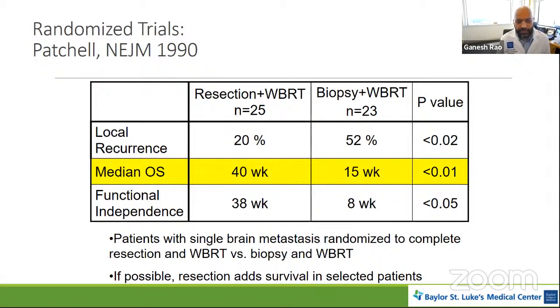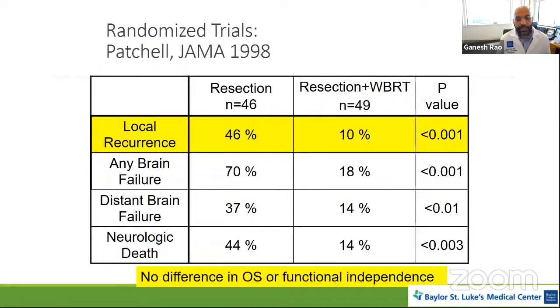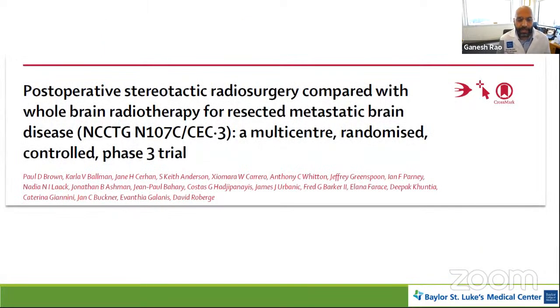It was proven, it was shown many years ago by Roy Patchell that adding whole brain radiation to patients who underwent resection had a significant improvement in survival compared to those patients who we just biopsied their tumor. And if we added whole brain radiation after we took out the tumor, the local recurrence rate dropped significantly and they were less likely to die a neurologic death. And if you talk to patients, they want to maintain their faculties or cognitive function as long as they can. Interestingly, if you add radiation to surgery, you don't see a difference in overall survival, but you do see a significant reduction in local recurrence.